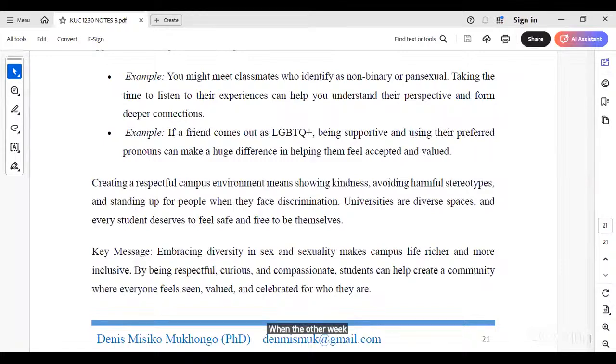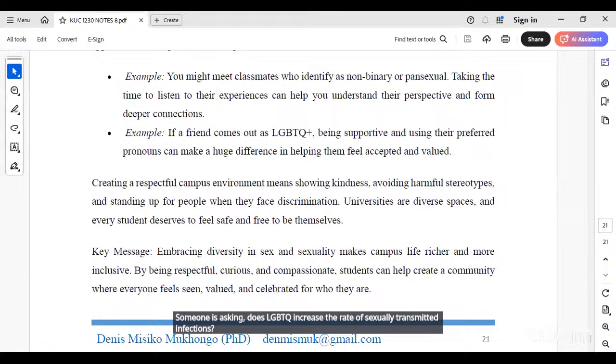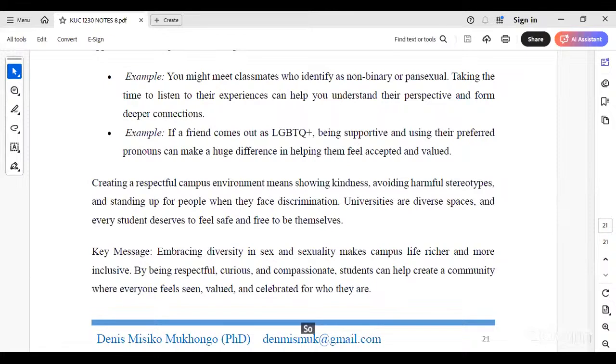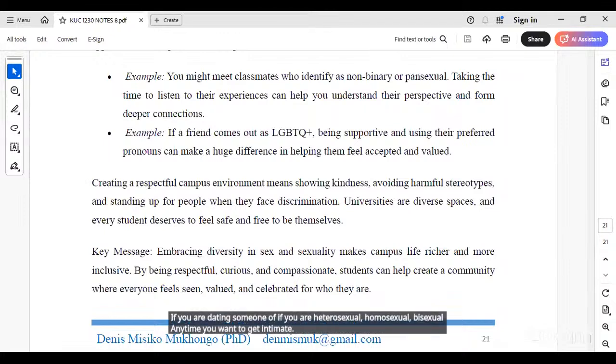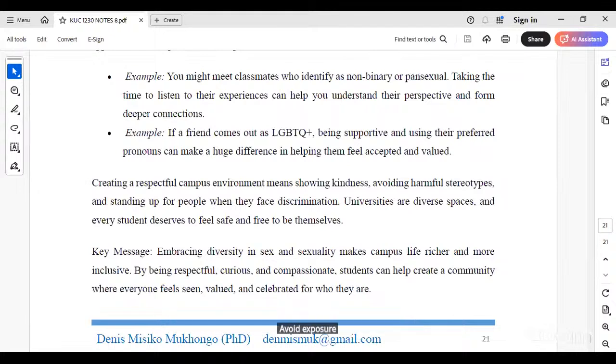Someone is asking, does LGBTQ increase the rate of sexually transmitted infections? So how do you ensure that sexually transmitted infections are reduced? You avoid exposure. It doesn't matter if you are heterosexual, homosexual, bisexual, anytime you want to get intimate, avoid exposure. So use protection, unless you know the status of that person.